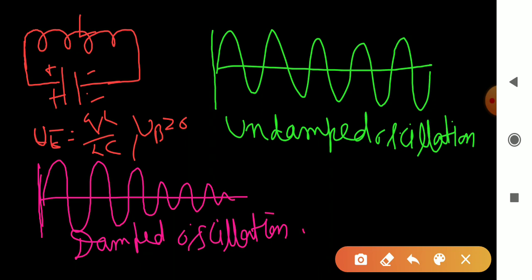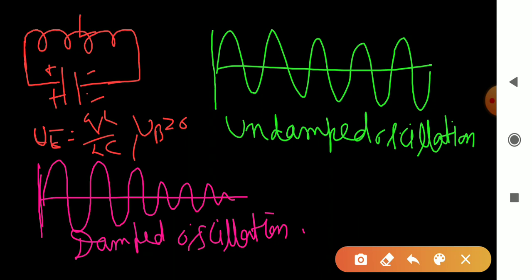Damped oscillation is when, in practice, the inductor always has a certain resistance. Due to this, the energy of the circuit is gradually dissipated as heat and the amplitude of the oscillation starts decreasing till it becomes 0 and the entire energy is dissipated as heat. These are called damped oscillation. Right?